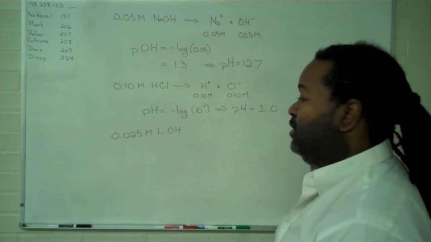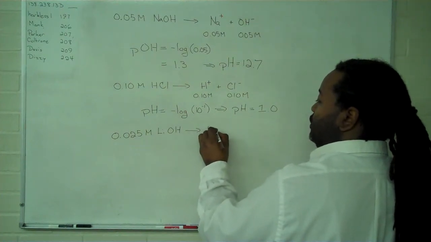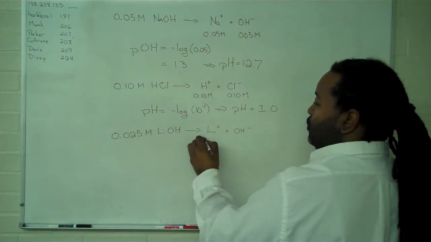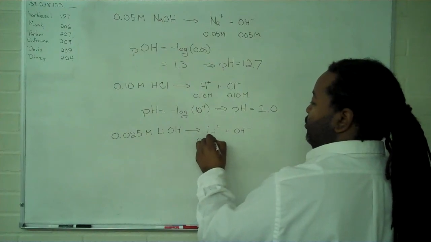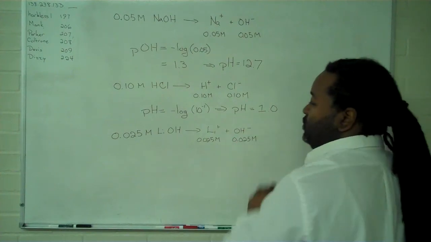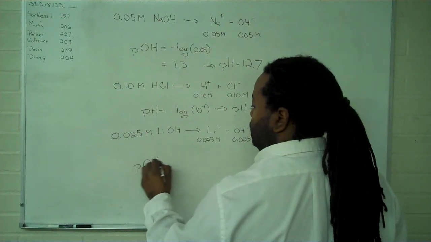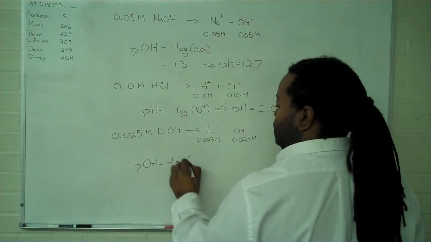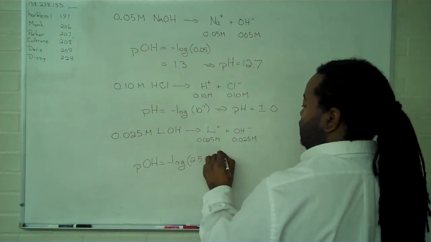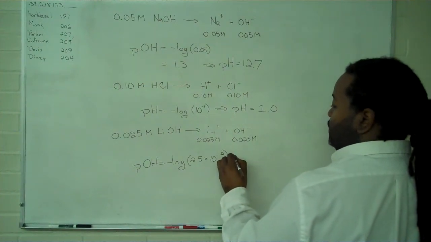So our final example, lithium hydroxide, also known to be a strong base. This will dissociate completely into lithium ions and the hydroxide ion. We will have 0.025 molar lithium and 0.025 molar hydroxide. We can determine the pOH as we did in our first example, taking the negative log of 2.5 times 10 to the negative 2. And when we take this value, we get 1.6.